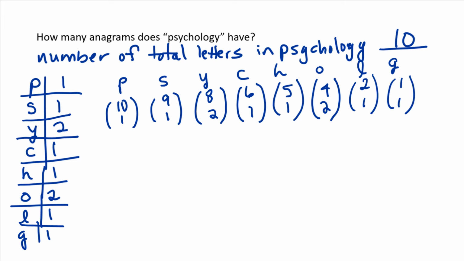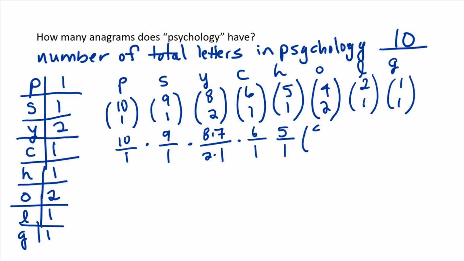Now let's expand this a little bit and see how it looks. 10 choose 1, we can write that as 10 divided by 1. 9 choose 1. Now, when we use the expansion, this will be 8 times 7 divided by 2 times 1. And then 6 choose 1. 5 choose 1. Now we've got 4 and 3 divided by 2 and 1. And then, this should just be times 2 choose 1, 1 choose 1.